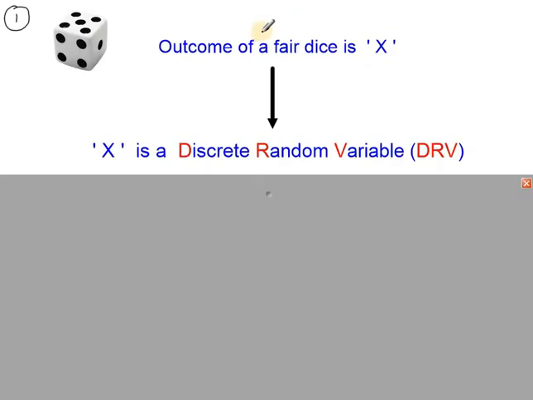The outcome of a fair dice is represented by the discrete random variable X, and X here, because it's a random variable, is uppercase, and we can shorten this to DRV, discrete random variable. It's discrete because the outcome can only be one of the numbers on the faces of the dice. It's random because we don't know what the outcome will be until we carry out the experiment, and if we do multiple trials the outcome will vary, so it's a variable.